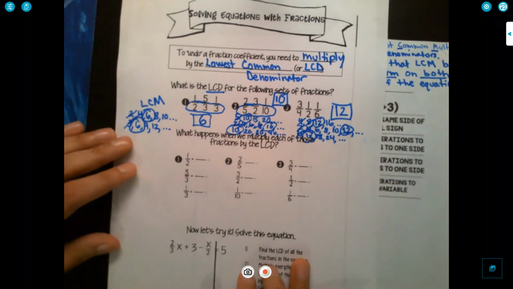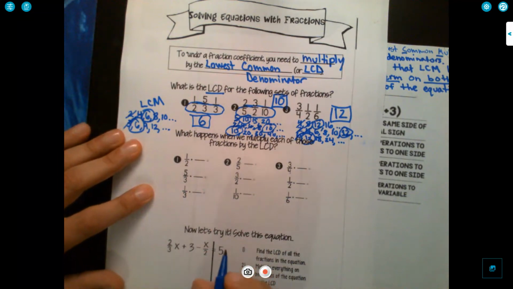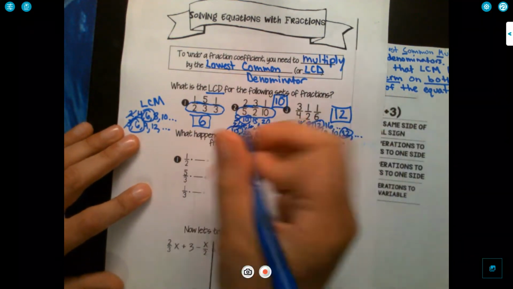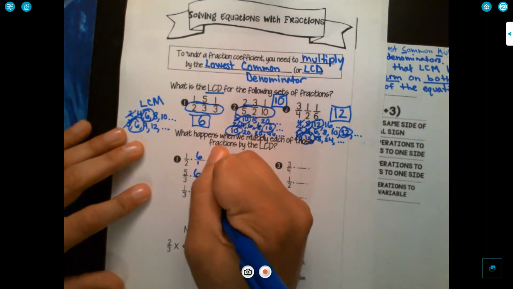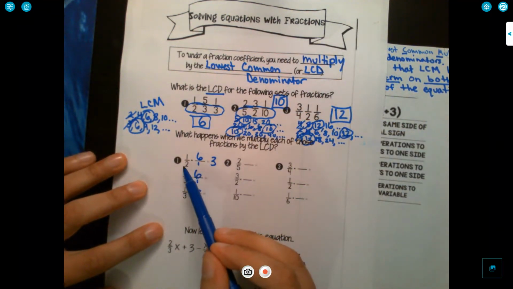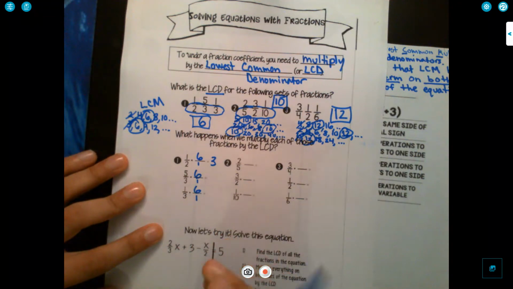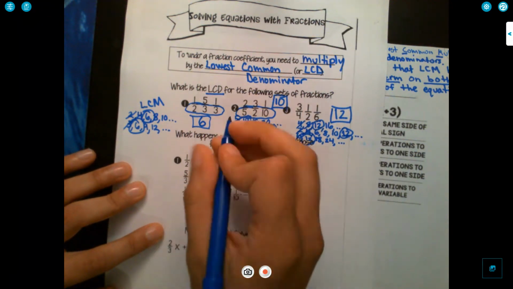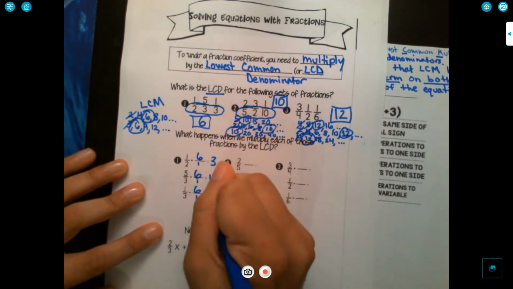What happens when we multiply each of these fractions by the lowest common denominator? The denominators 2, 3, and 3 give an LCD of 6. So if we multiply each one by 6, and remember, another way to write a whole number is to put a 1 under it, that's equal to 3. 6 divided by 2 is 3, and then 3 times 1 is 3. 6 divided by 3 is 2, and then 2 times 5 is 10. 6 divided by 3 is 2. 2 times 1 is 2.